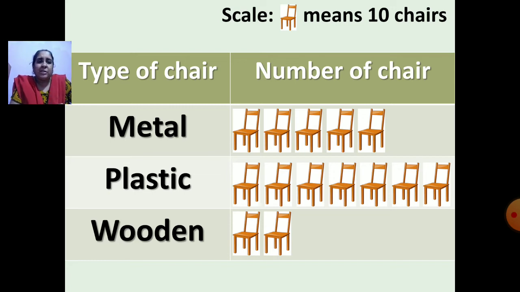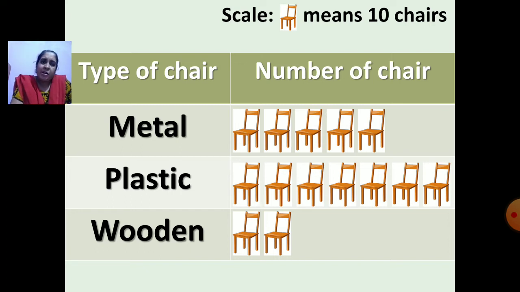Now second is plastic. Okay, count the number of chairs made up of plastic. One, two, three, four, five, six, seven. How many chairs can you see? Seven chairs. And remember the scale. One chair means 10 chairs. So how many chairs are made up of plastic? How will you find out? 10 multiplied by the number of chairs. That is 10 multiplied by 7. 10 sevens is how much? 70. Okay. So how many chairs are made of plastic? 70 chairs are made up of plastic.